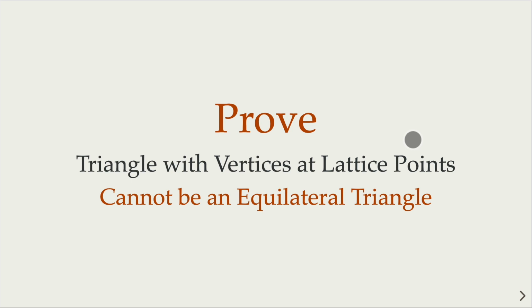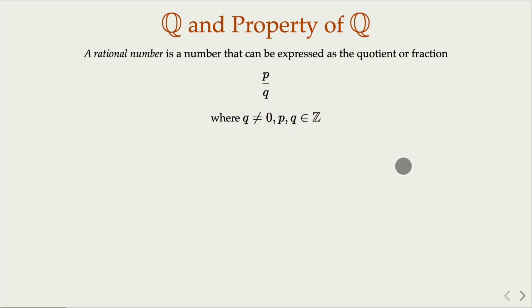Like, for example, (0, 0) or (3, 4), the x, y coordinates are integers, right? So we call this a lattice point. If a triangle has vertices on the lattice points, then the triangle cannot be equilateral. How do we prove that? We're going to prove by contradiction. We're going to use two methods for the proof.